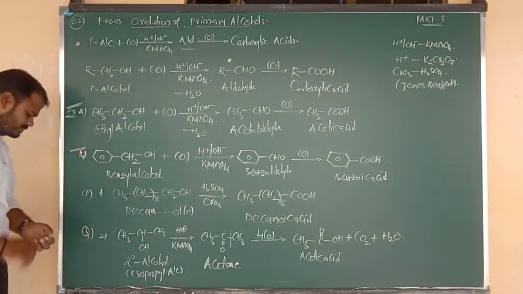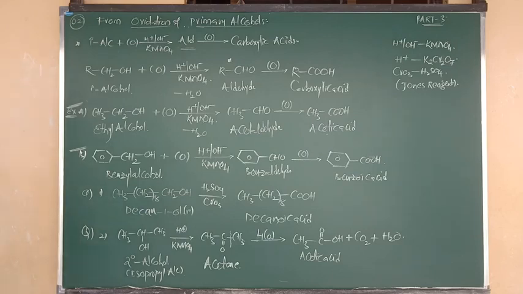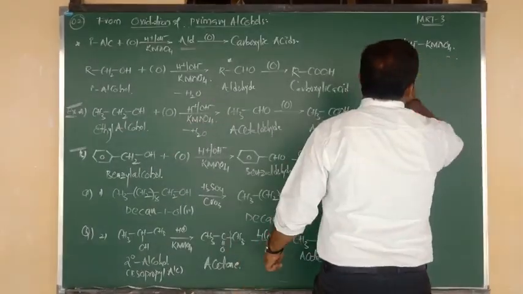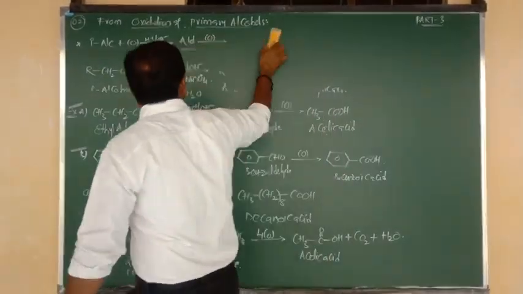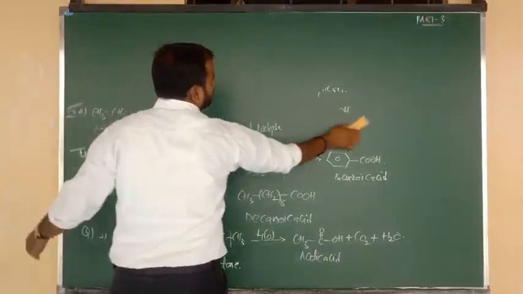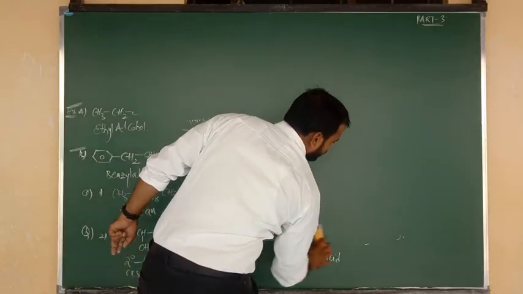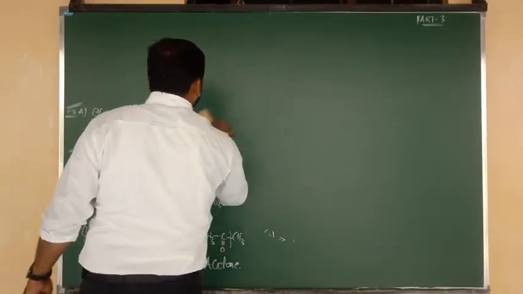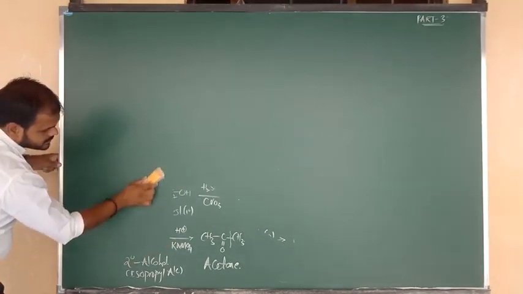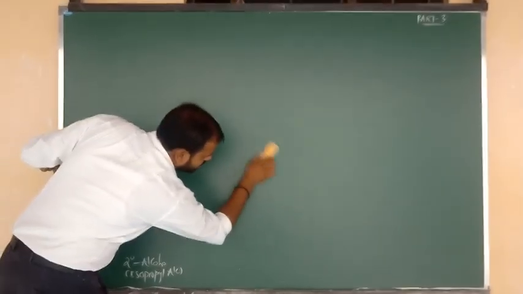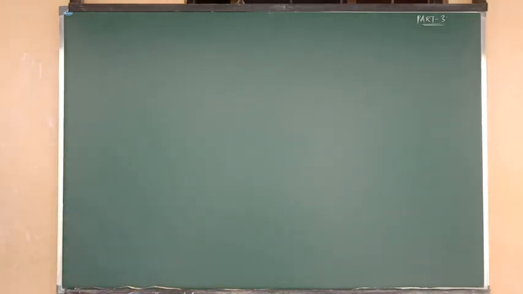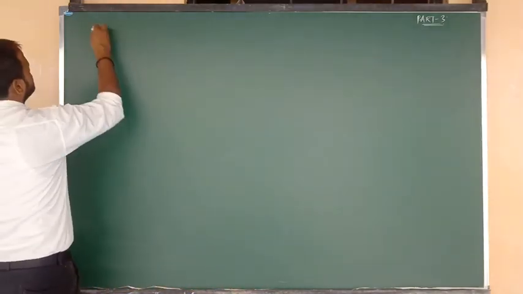Okay, beta? Good. Now let me go for method number 3 for the preparation of carboxylic acids. This third method you know very well, beta. Method number 3 is from Grignard reagent. You know this reaction very well, from the first organic chapter we have been discussing it. So what is method number 3? From Grignard reagent.